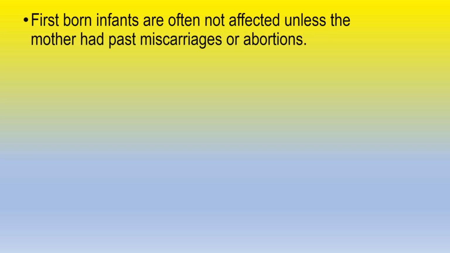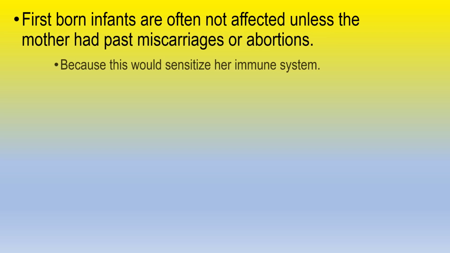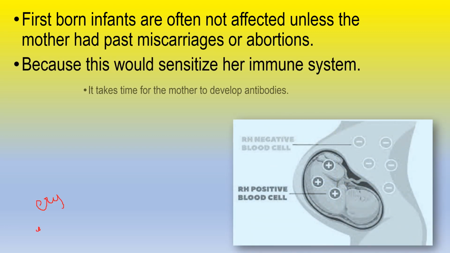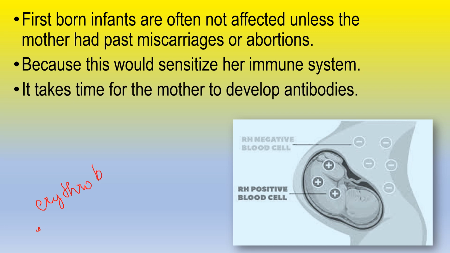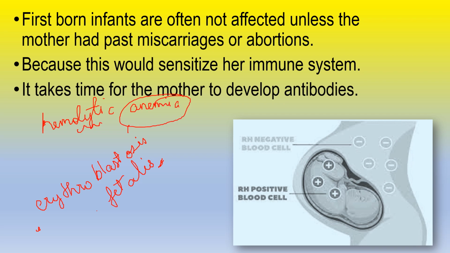This condition has a proper medical name. It is known as erythroblastosis fetalis. Erythroblastosis fetalis is the name of the condition. It is also known as hemolytic anemia, why? Because it is killing the RBCs. It is actually causing the lysis of the RBCs. So it is known as hemolytic anemia of the newborn.